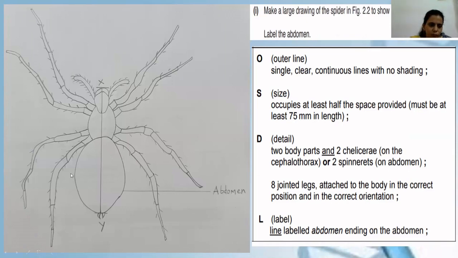I have already told you that a single clear, continuous outline should be there with no shading. If you look at this diagram, most of it shows a single clear outline. Continuous means there is no break in between; it's not that somewhere the line breaks and then restarts again. But the person who drew this diagram might lose marks because overlapping of lines is visible, even in this part of the leg. That means the pencil used was not sharp enough.